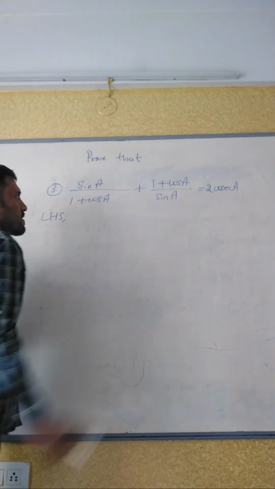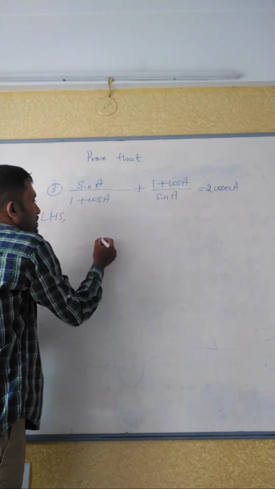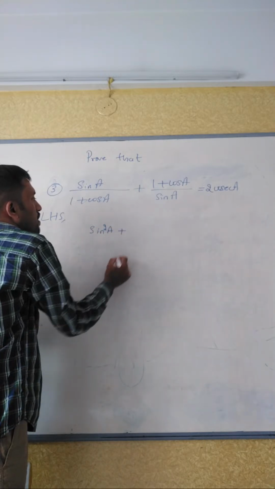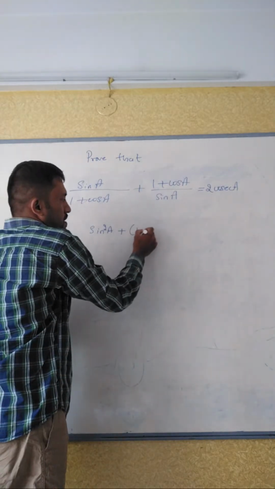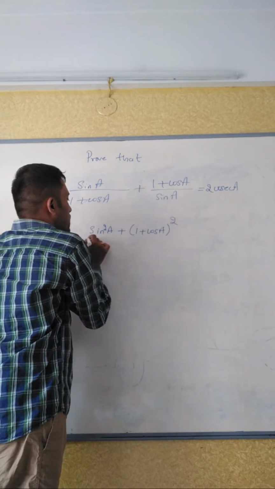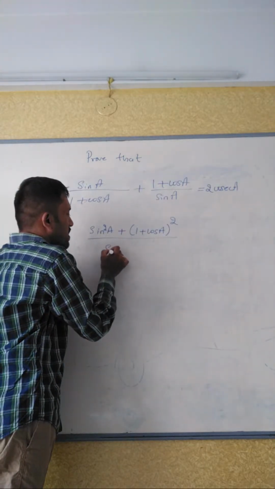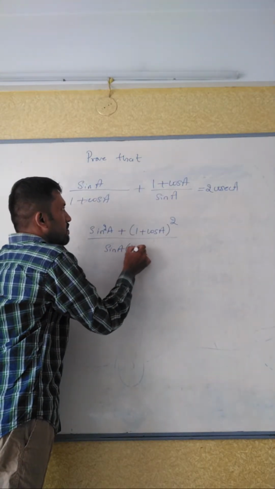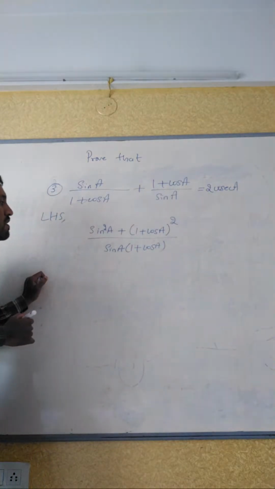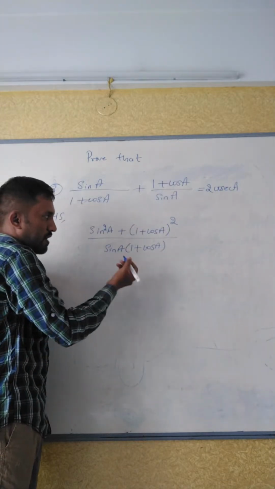We add the fractions, it goes cross multiplication, sin A into sin A goes sin squared A, 1 plus cos A into 1 plus cos A, whole square, divided by 1 plus cos A multiplied with sin A, sin A multiplied with 1 plus cos A. So now open this bracket, 1 plus cos A as whole square.